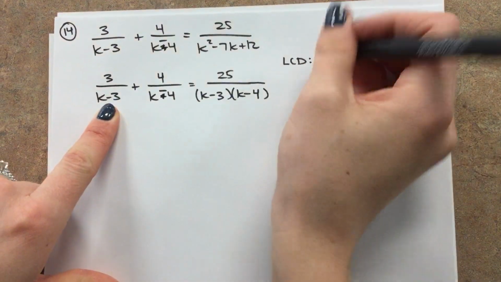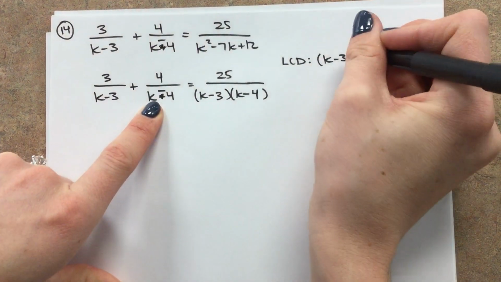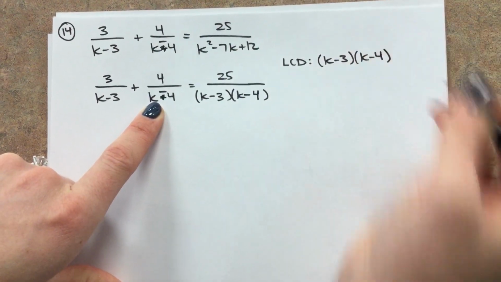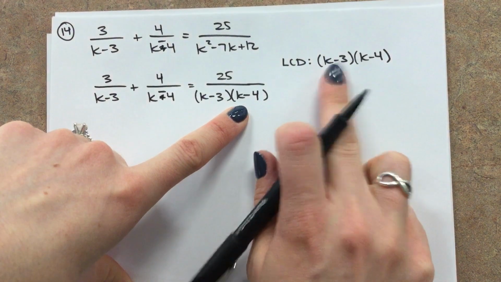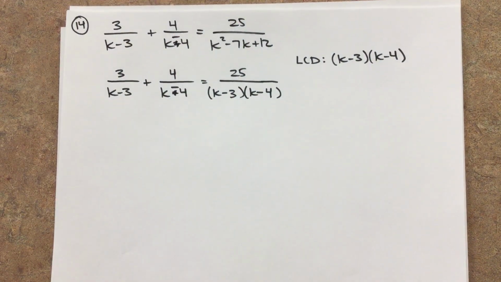So the LCD that we use to get everything to cancel: we grab this one, the k minus 3, go to the next denominator and write that down too. So that would be a k minus 4. And then you can see these two are already up here in my LCD, so I don't need another copy of those. So with these equations, you're taking the LCD and using it to get everything to cancel out.